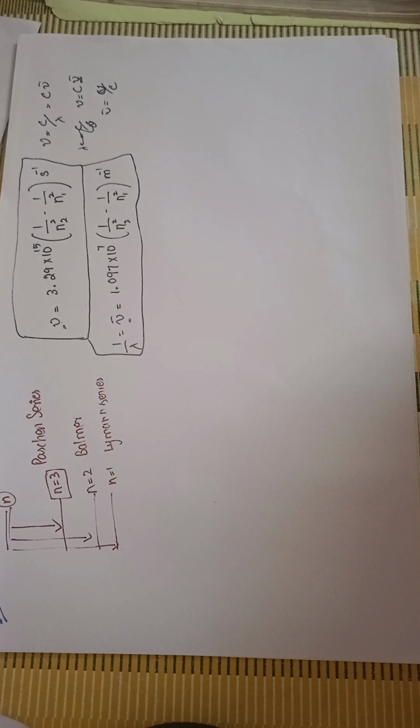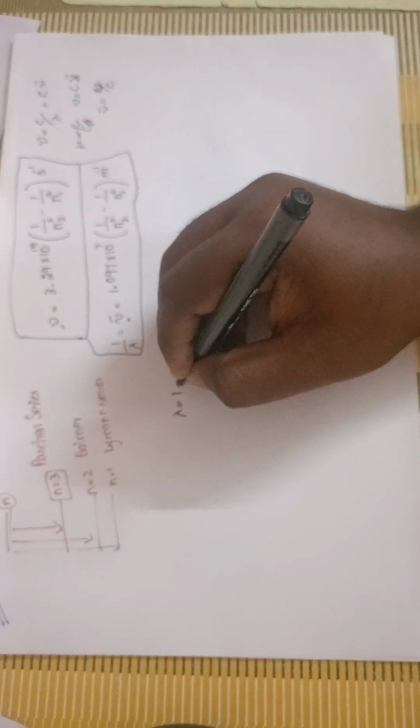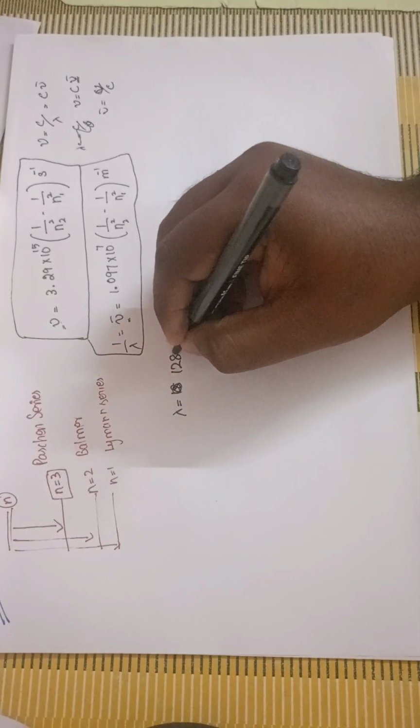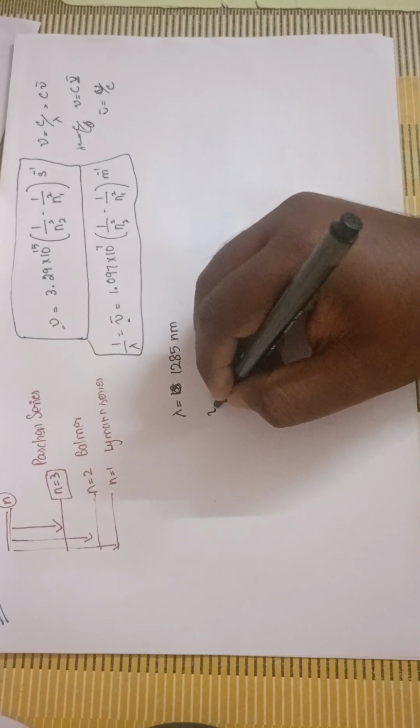Yes. Calculate the value of n if the transition is observed at 1825 nanometer. So now lambda is given, the emitted wavelength is 1285 nanometer. For this we need to calculate the mu.